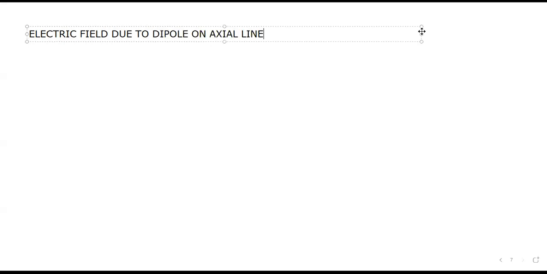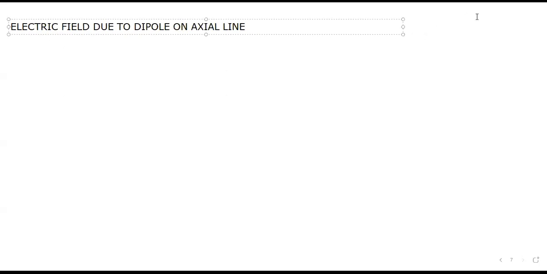Next heading is electric field due to dipole on axial line. Electric field due to dipole on axial line. We are going to understand it.